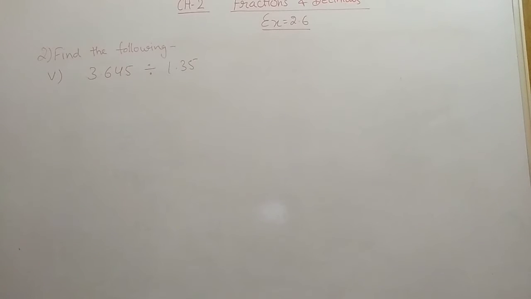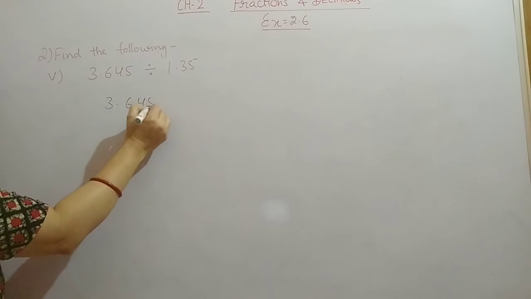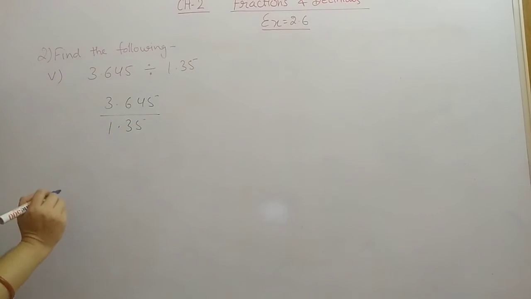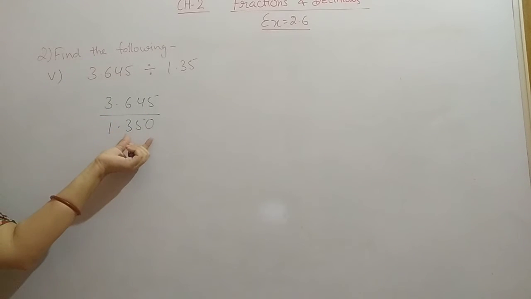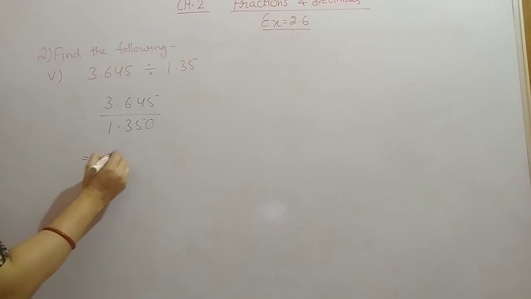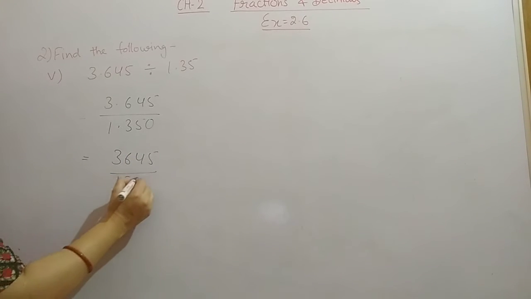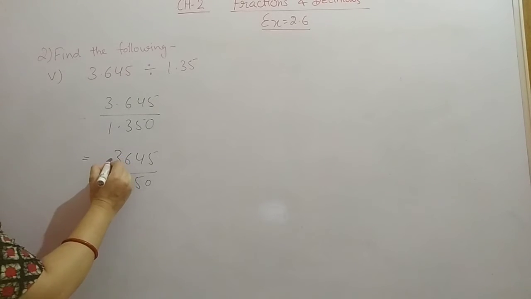Next, fifth part, 3.645 divided by 1.35. So we can write it as 3.645 divided by 1.35. We will change it to like decimals, include one more 0, so it will be easy. Same number of decimals in the numerator, same number of decimals in the denominator. So we can leave the decimal now. It will become 3645 divided by 1350. You can cancel now by the 5 table.